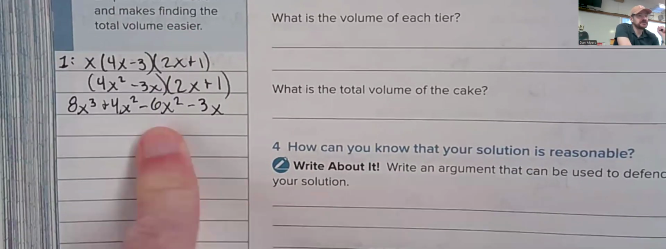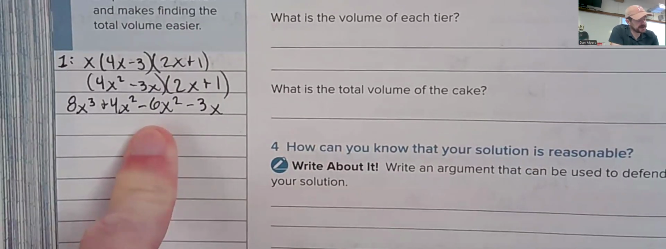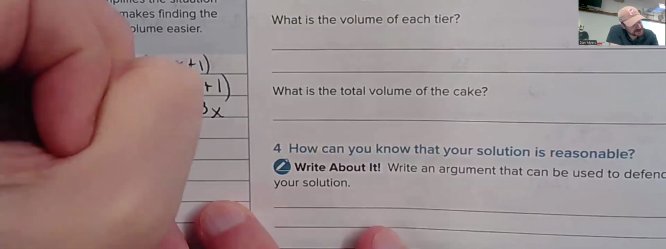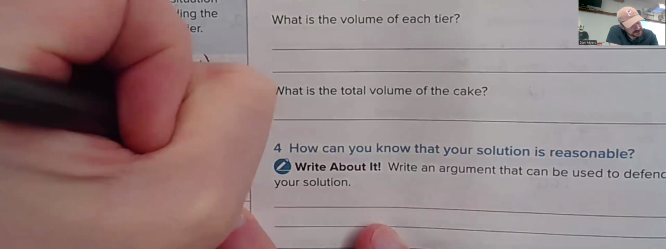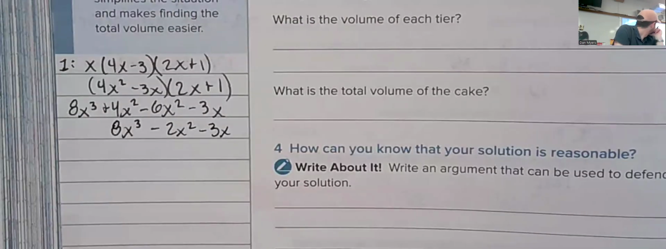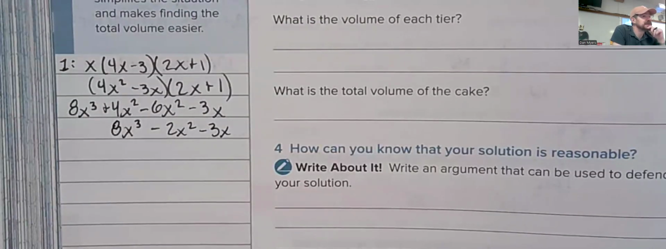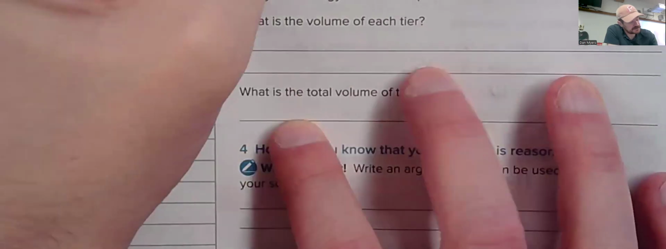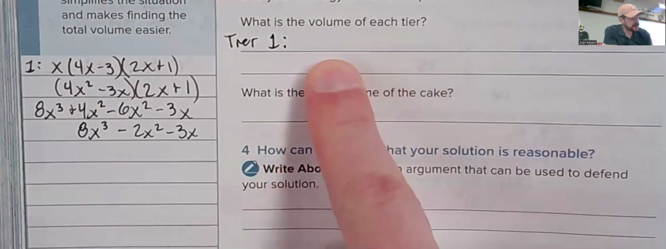The two in the middle should be able to go together. So 4 minus 6 is negative 2. So tier 1 has a volume of 8x cubed minus 2x squared minus 3x. All right. Everybody good at that? So volume of each tier. So tier 1, over here: 8x cubed minus 2x squared minus 3x.